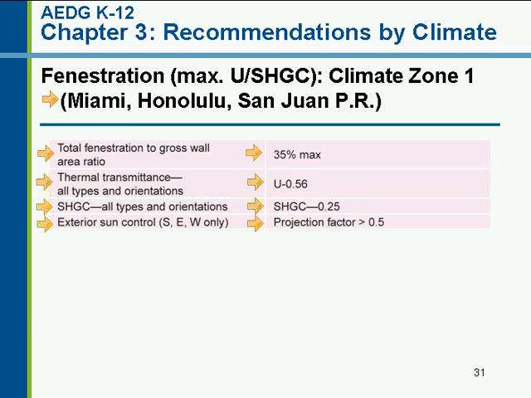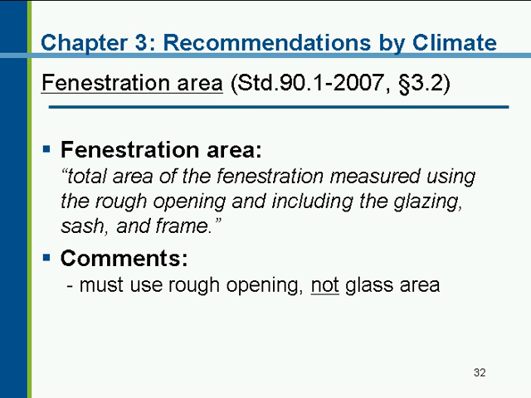Now let's talk a little bit more about what these particular items mean. So the fenestration area, when you're calculating that, it's the entire rough opening area. So it includes the glazing, but also the sash and the frame. And it's not the glass area. So again, it's the rough opening area. It's pretty easy to calculate, but it is based on that rough opening area.